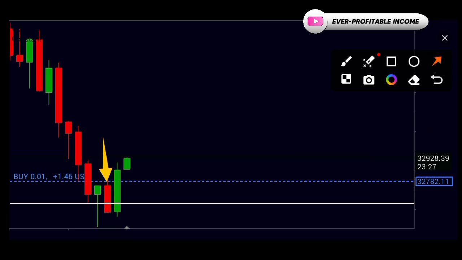It did not close beyond the wick of this hammer. Okay, it did not close beyond the wick. If the bearish candle closes beyond the wick of that hammer, it means price is likely going to continue trending downward. Okay, but what happened? It closed above the wick. Okay, it's still within the range of the bearish candlestick.